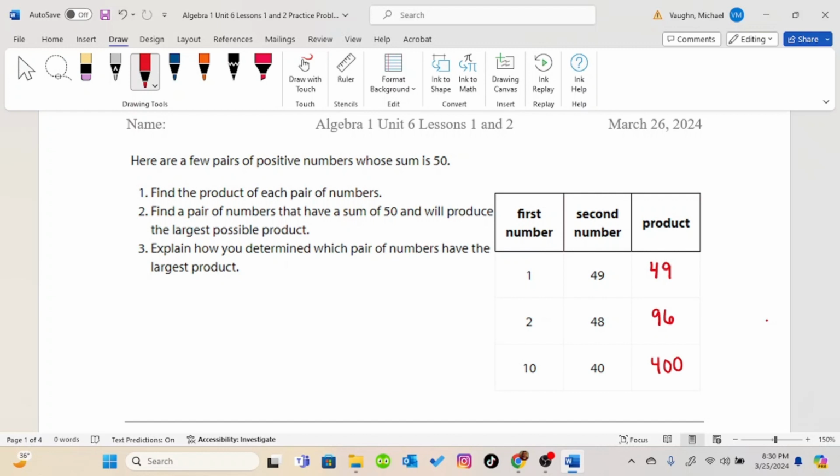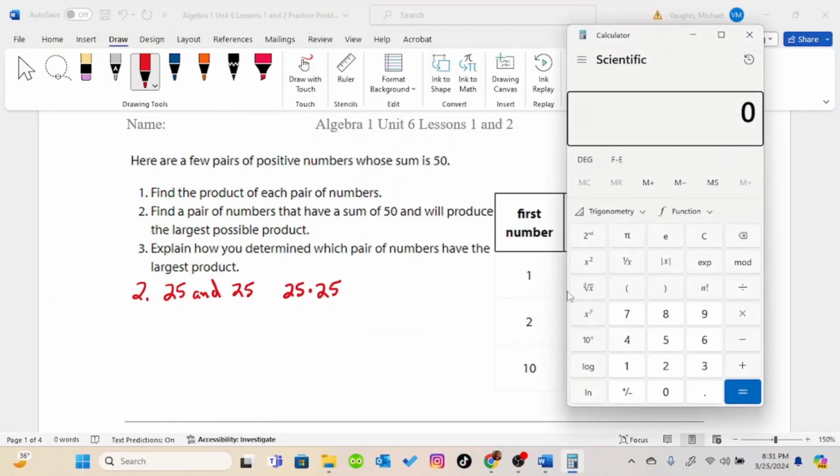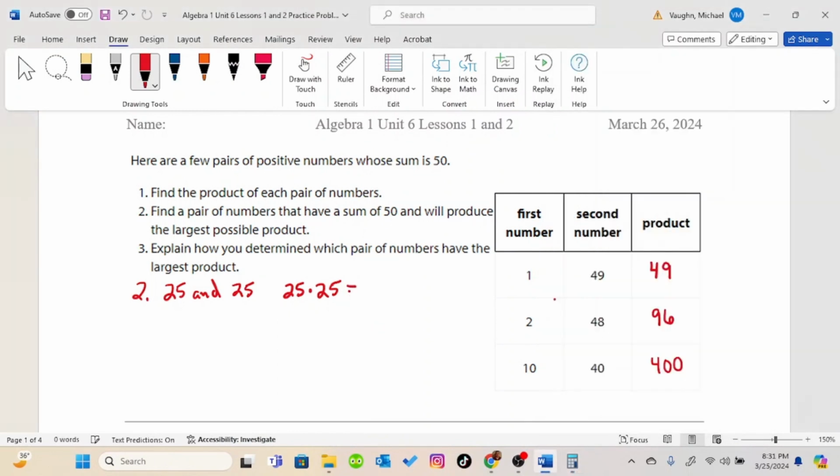Number 2. Find a pair of numbers that have a sum of 50 and will produce the largest possible product. So for number 2, this is 25 and 25. When we multiply them together, we get 625.